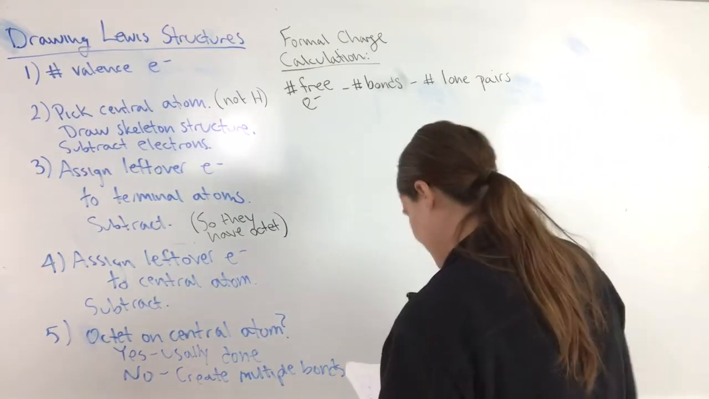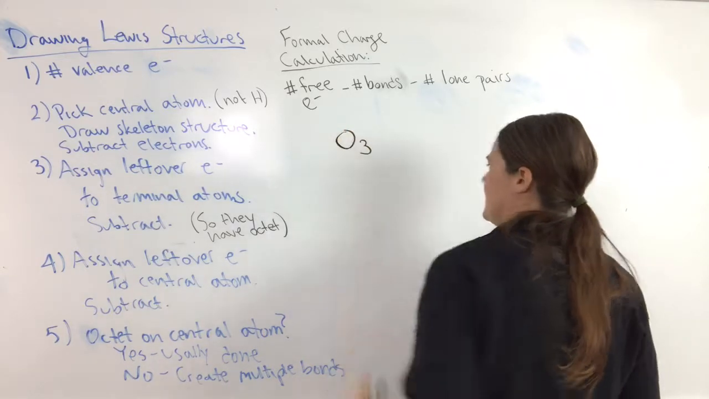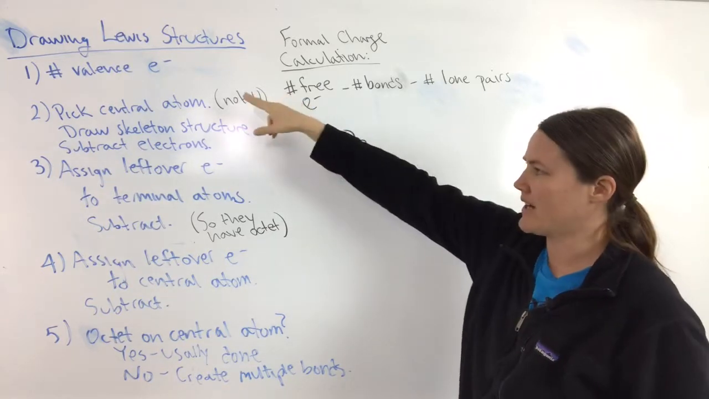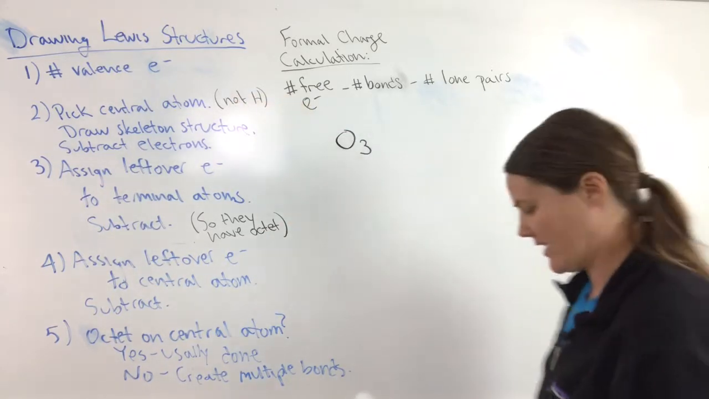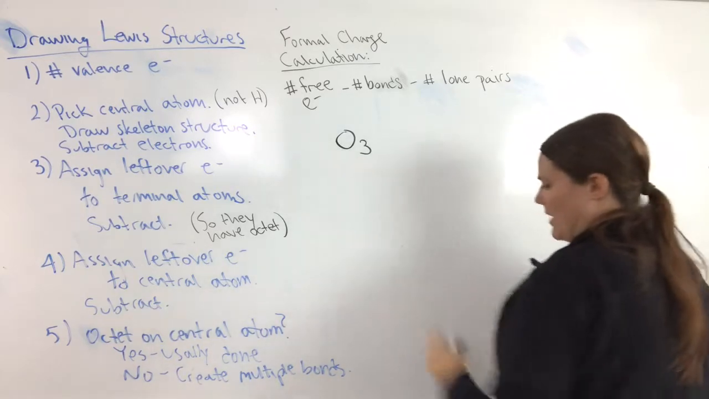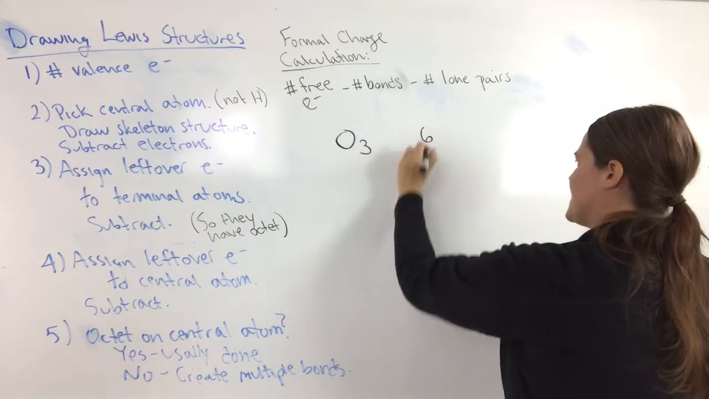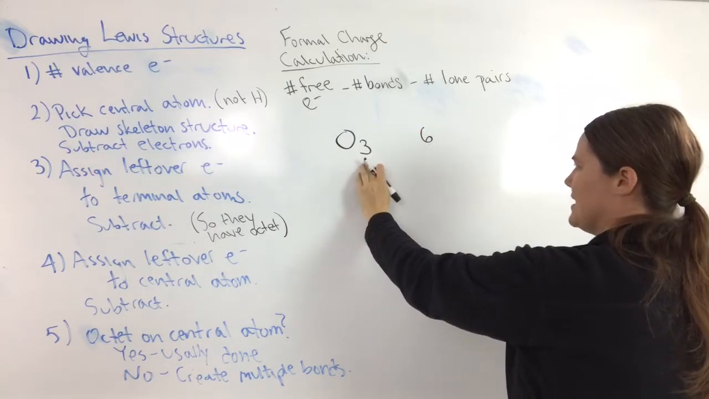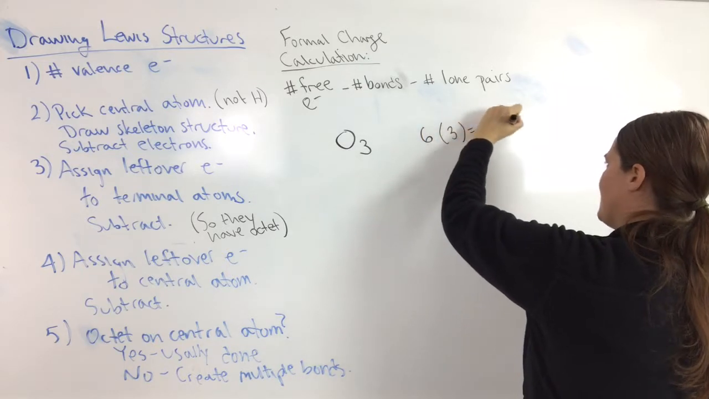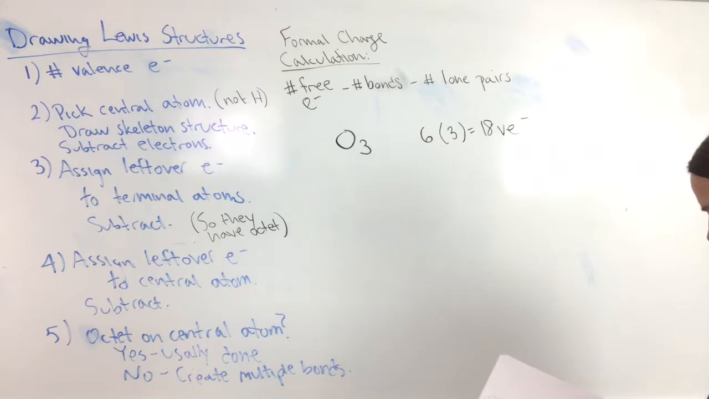Okay, let's do this one. First thing we want to do before we start drawing anything is figure out how many valence electrons we have. So one oxygen has 6 valence electrons. So I'm going to put 6, and then we have 3 oxygens. So 6 times 3. So we have 18 valence electrons in this molecule.